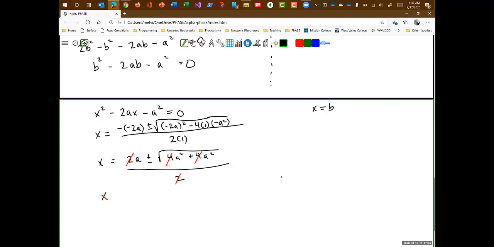Now we have x equals a plus or minus, and inside we are left with a 2a squared. So this is a plus or minus a root 2, if I didn't make any mistakes. So I'm going to pause right now to double check my work, and you all are here to double check my work as well.